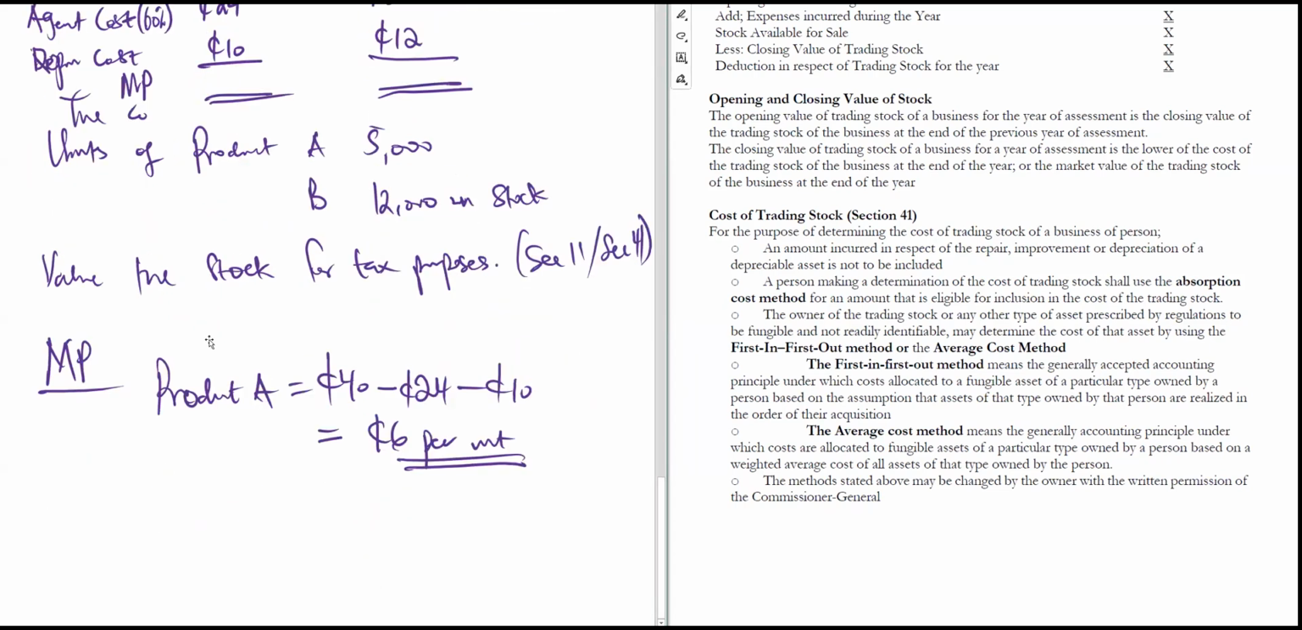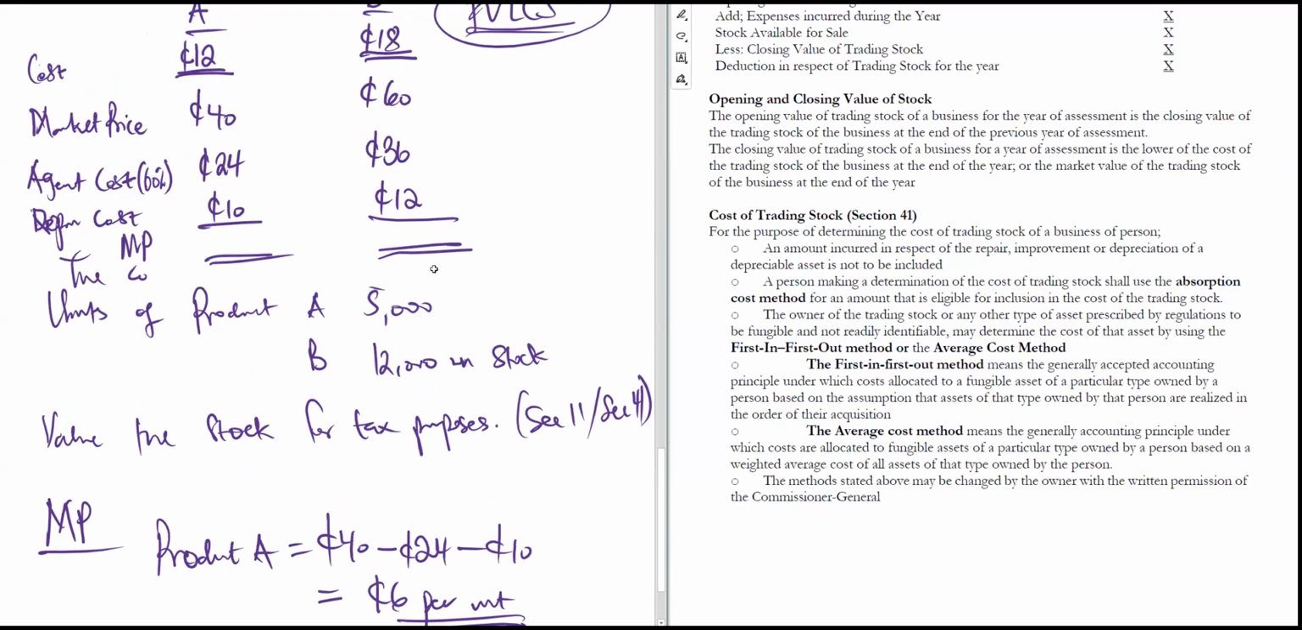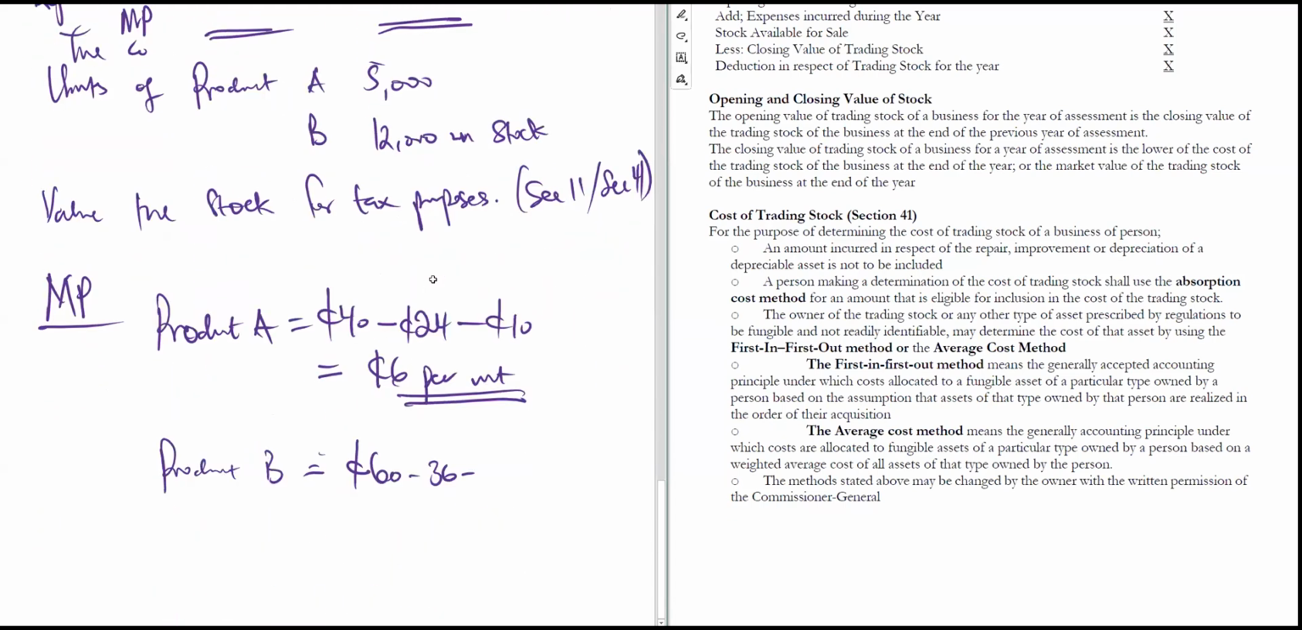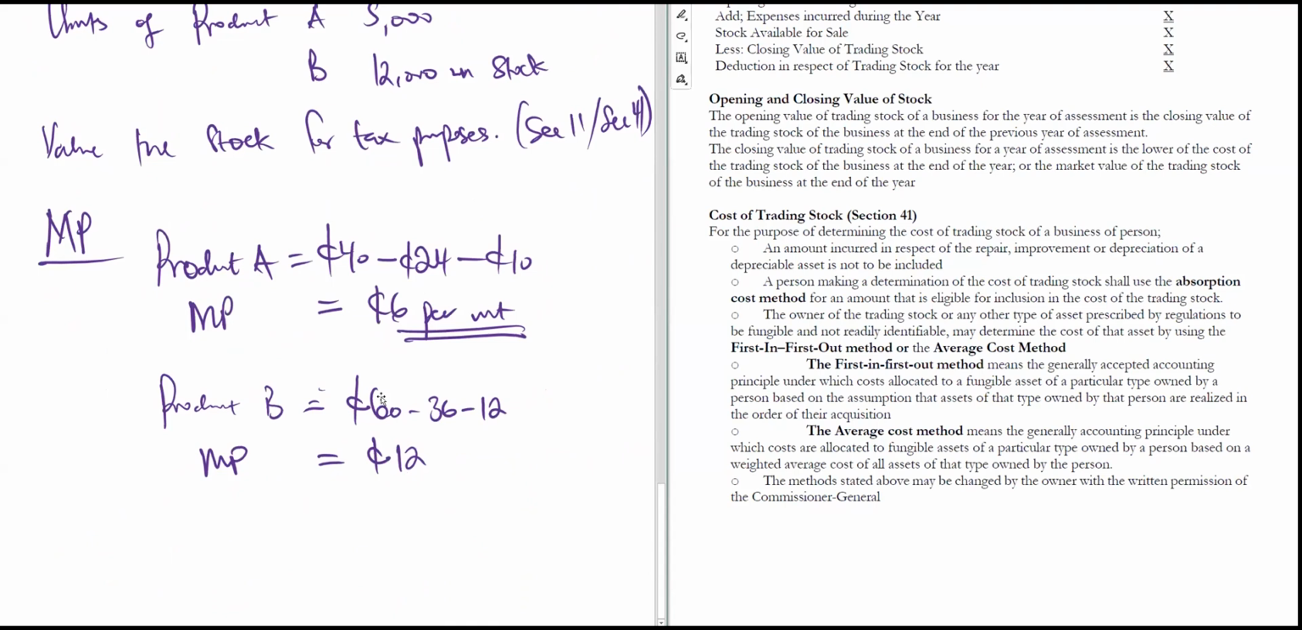Okay, then let's look at product B. For product B, the selling price was 60 CDs. We'll pay the agent 36 CDs, and then we can repair it for 12 CDs. So what becomes the net selling price or the market price? 12 CDs. How much? 12 CDs, okay.